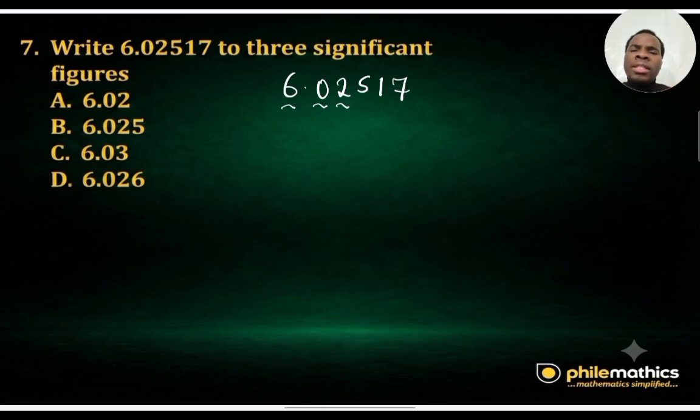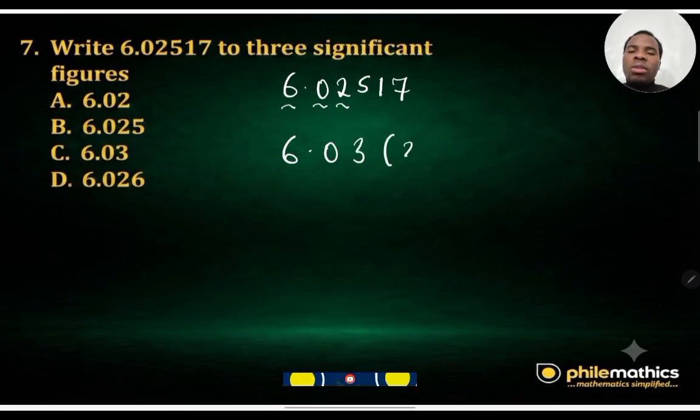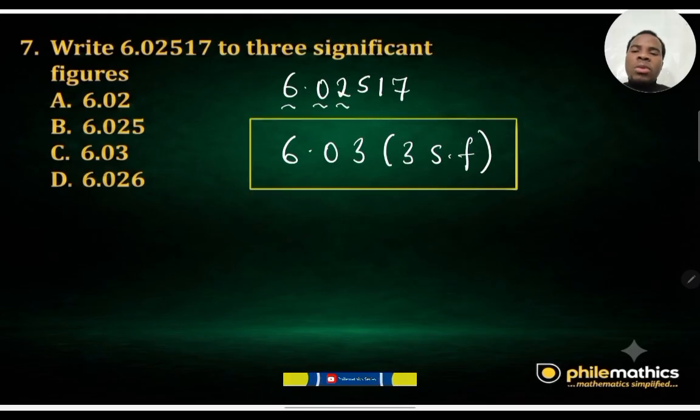So 6.02517 to 3 significant figure is simply 6.03. 1 plus 2 is 3. This is to 3 significant figure. This is what the final answer is, and that leaves us with C.